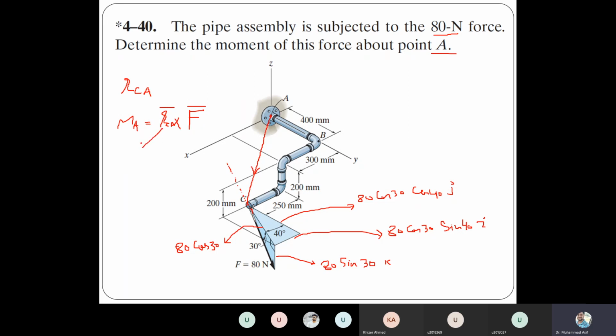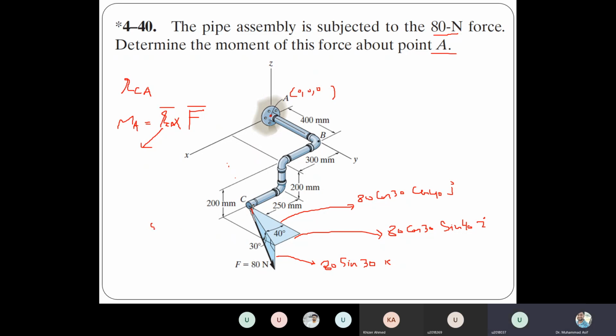And how to get this one now? This moment arm. How to get this moment arm? We know the coordinates of A are 0, 0 because that's at the origin. How to calculate the coordinates of C?